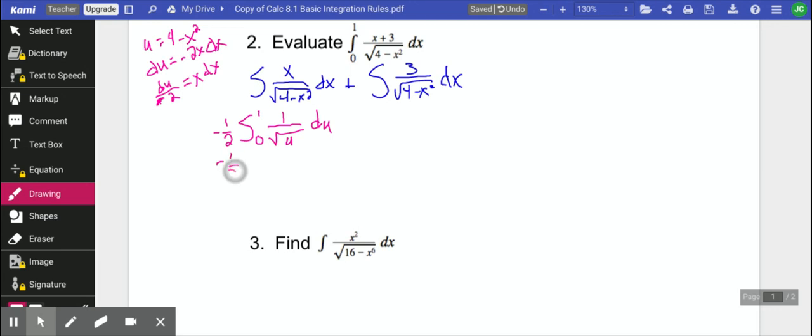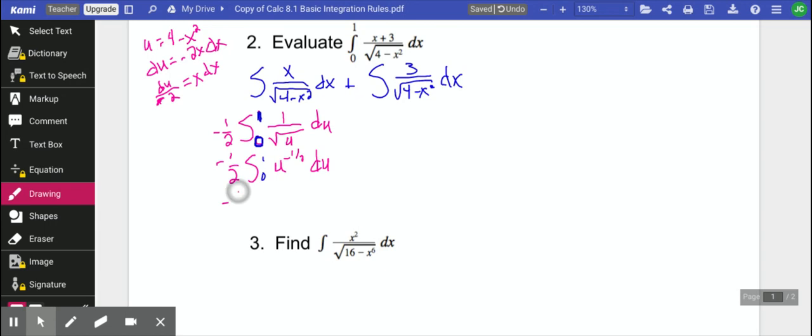So negative 1/2. Now, these, I'm going to do those in blue. Those are still x values. I did not change those to u's. I definitely could. I just don't think I'm going to right now. Okay, so this is u to the negative 1/2. And I'm still going to write those in blue because those are x values, not u values. I need to remember to switch them back.